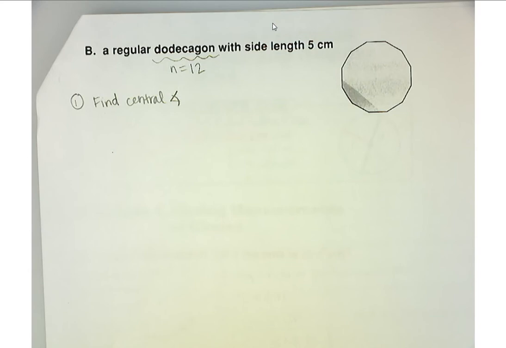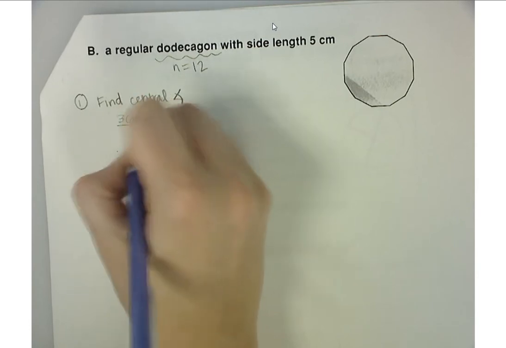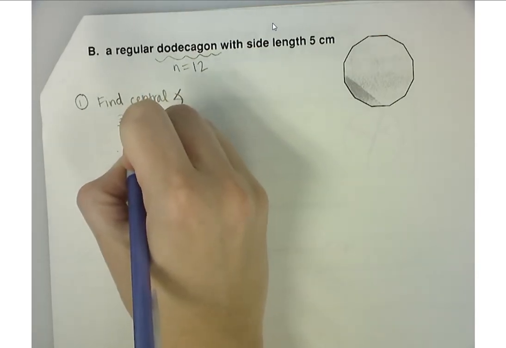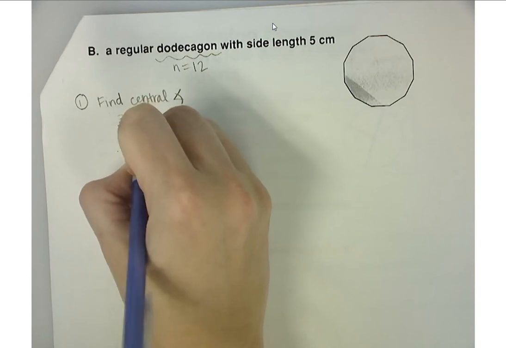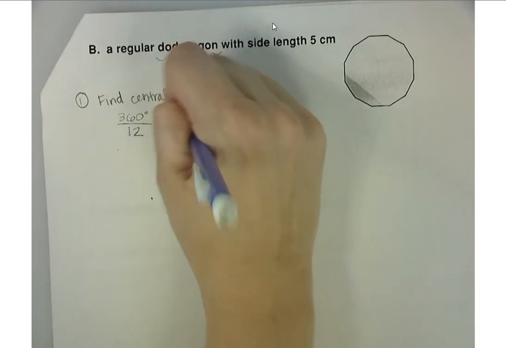Baron, tell me how you're finding the central angle. 360. Yep, and in this case it'll be? You're going to divide by what number? 12, right? Because there's 12 sides. So with this one, what's 36 divided by 12? 3, right? So then, yeah, you know it's 30 degrees.